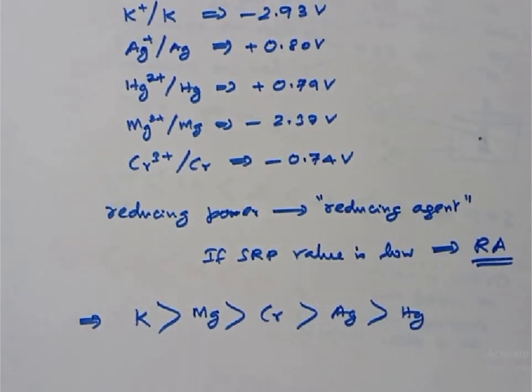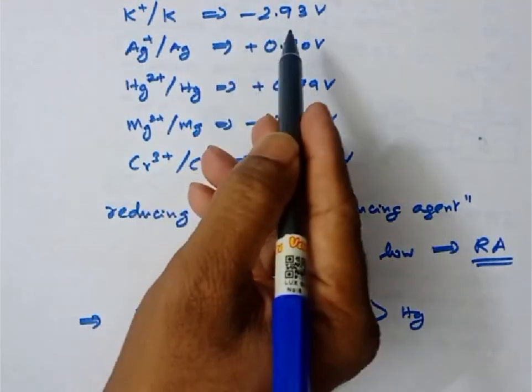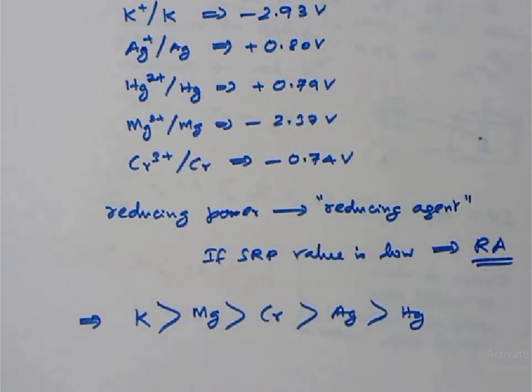Is this clear, students? Reducing power here means how it can donate electrons to the other species. For electron donation, SRP value should be low. So among the five, for potassium the SRP value is minus 2.93. Therefore potassium is supposed to be the good reducing agent among the five. Next one is magnesium, next chromium, next silver, like that. You have to arrange.